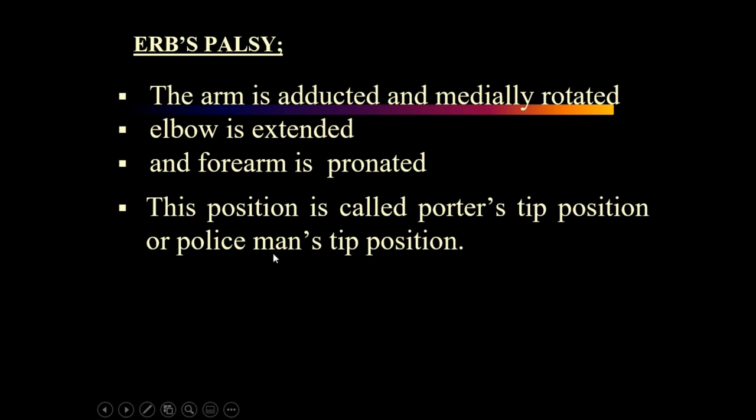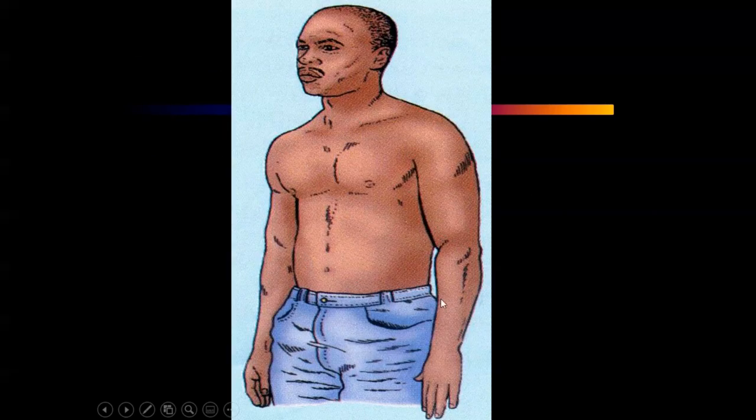So a policeman, trying to hide that he is taking the tip, will do this gesture, and this gesture is now named for the Erb's paralysis. You can appreciate this. He is just showing the hand back to get the tips. So this is called policeman's tip position. Arm is adducted, medially rotated, elbow is extended, forearm is pronated.